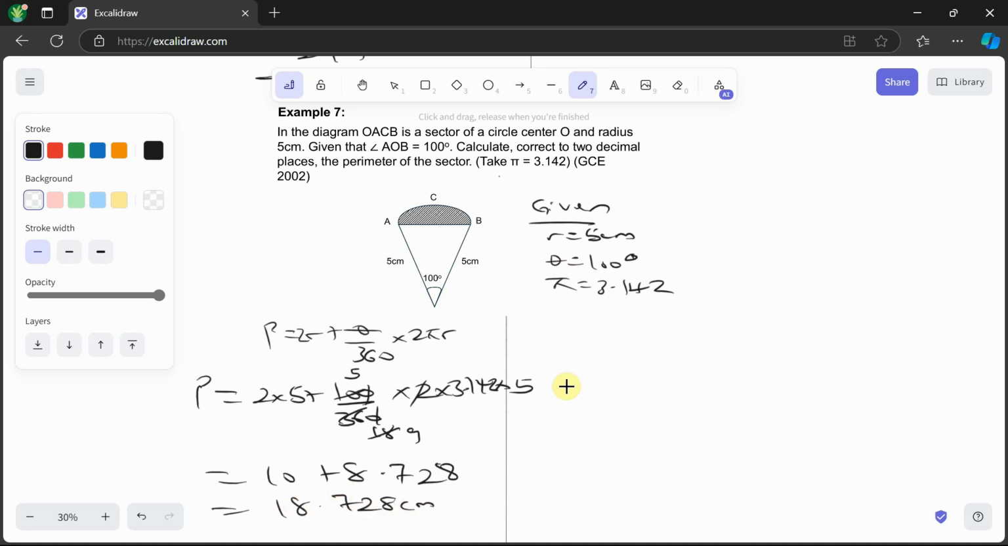But we're asked to give it to 2 decimal places. So this is approximately 18.73 centimeters to 2 decimal places. Let's see if our answer is correct.